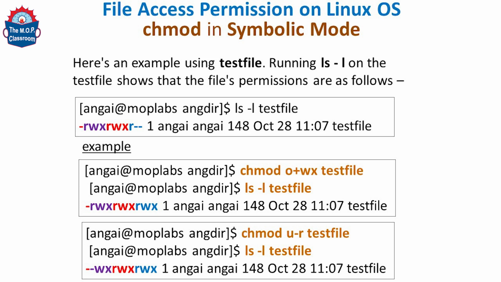Suppose I want to change the permission. For others, I want to give write and execute permission, because in the previous one, others have only read permission. Now I want to include write and execute permission. So I am going to make use of the change mode. So what is the command here? Change mode.